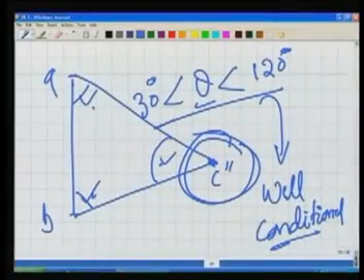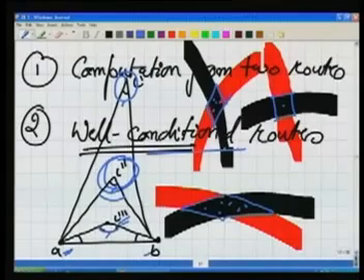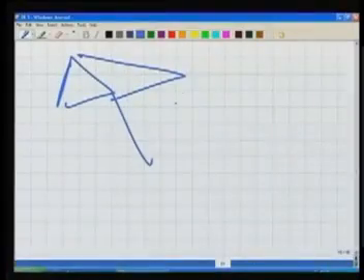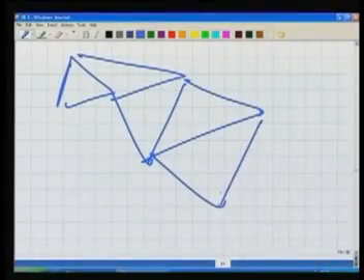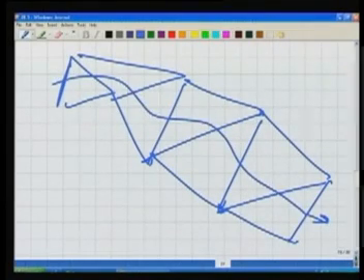Now the meaning of well conditioned, because we started this discussion from here, that we should have well conditioned figures. The meaning is in our triangulation network which we are going to finally make, which we are going to finally choose, our triangles should be well conditioned so that our computations are accurate. So that's the second point in order to choose the triangulation network.